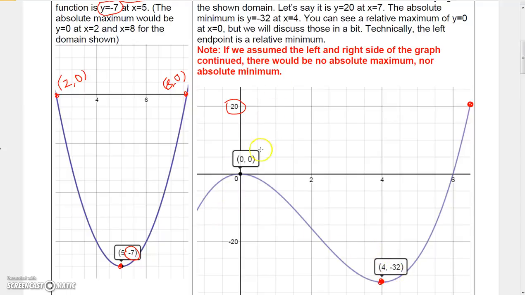And we'll talk about this value here a little bit later. This is actually what we call a relative extrema. But for now, I'm just talking about the absolute extreme value. So this is the lowest value on the graph, so -32 is the absolute minimum. And this is the highest value on the graph, and that point there is actually the point (7, 20). So therefore, 20 is the maximum of the graph over the interval that I'm showing here. So just over that interval that I'm showing.